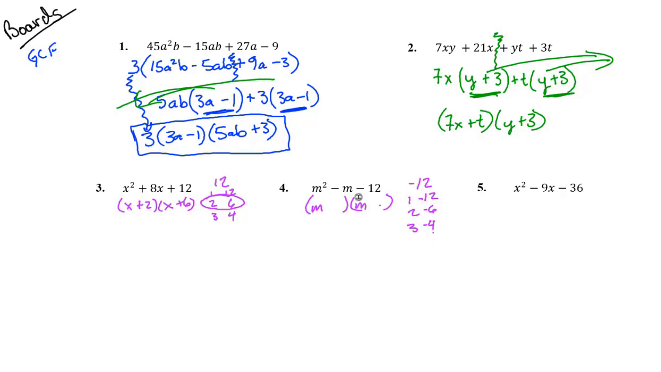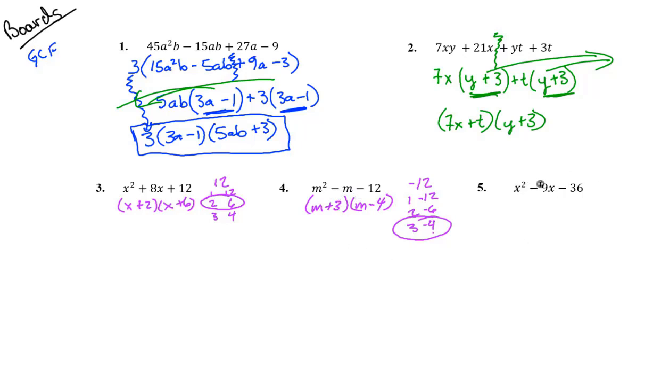Now which set adds up to a negative 1? And it's this right here, a positive 3 and a negative 4. Now if you mix those and put it as a positive 4 and a negative 3, that would be incorrect. Those would not add up to a negative 1 in the middle.